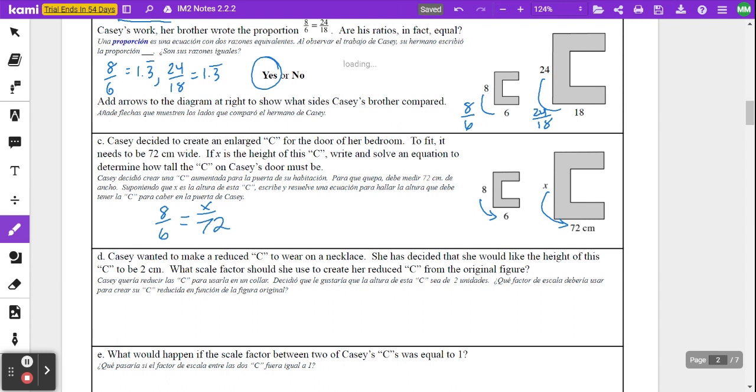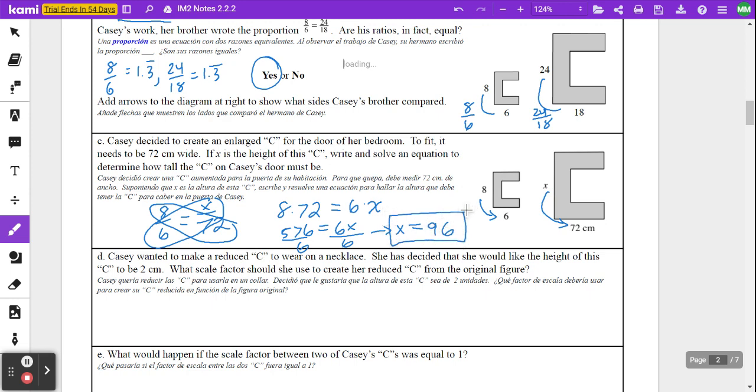Now we cross multiply and divide. So to cross multiply, I do 8 times 72 equals 6 times x, which gets me 576 equals 6x. I divide both sides by 6, and I get that x equals 96. Her new C is 96 centimeters tall.